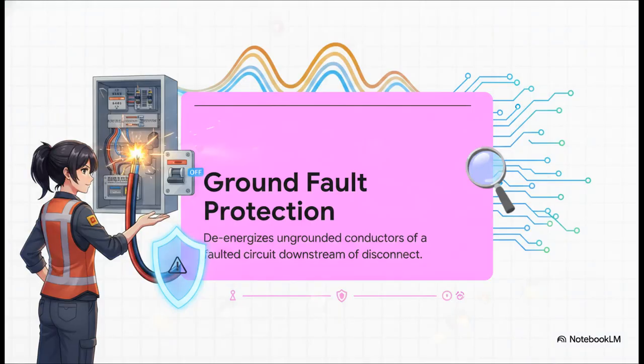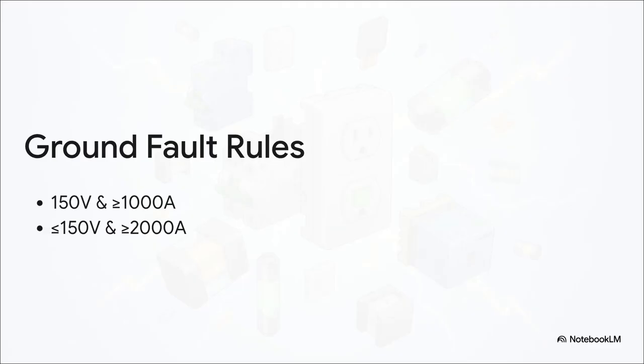Next up, Rule 14-102, Ground Fault Protection. By definition, this protection is designed to de-energize all the normally ungrounded conductors of a faulted circuit. Basically, it steps in during a ground fault to cut the power safely, way before catastrophic damage or a massive, terrifying arc flash event happens. But here's the thing, it's not actually required on every single system out there. The code gives us super specific criteria for when ground fault protection is totally mandatory on solidly grounded systems.